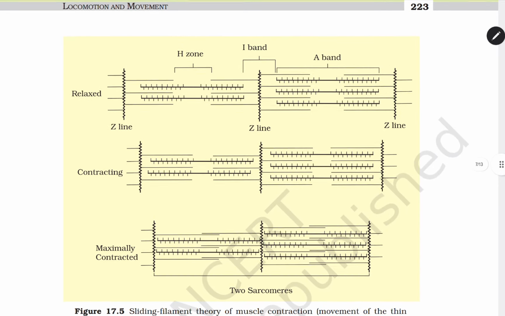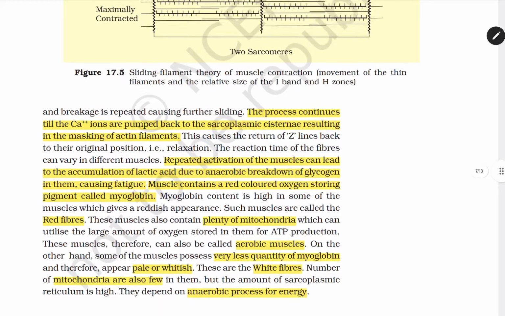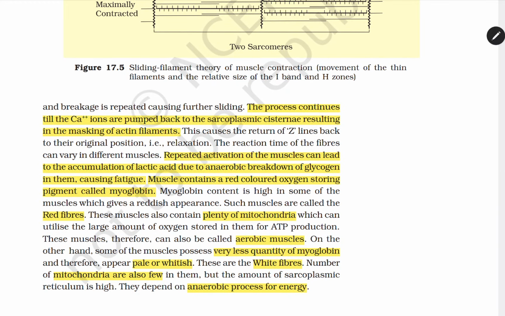You can see, repeatedly our muscles do relaxation and contraction. Repeated activation of the muscles can lead to accumulation of lactic acid due to anaerobic breakdown of glycogen in them, which causes fatigue.